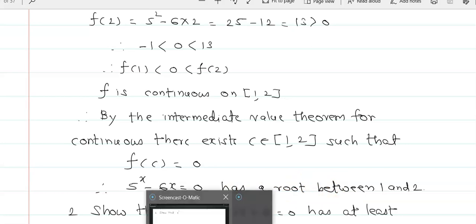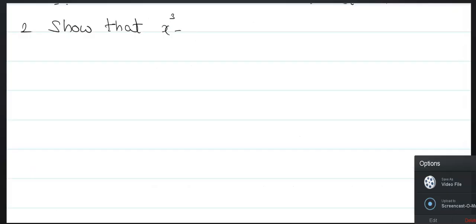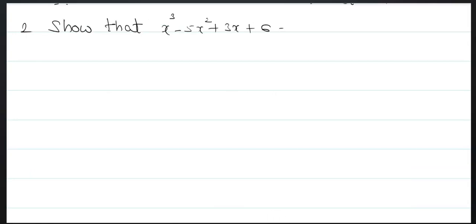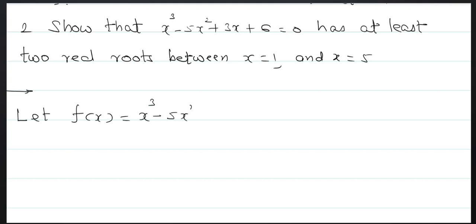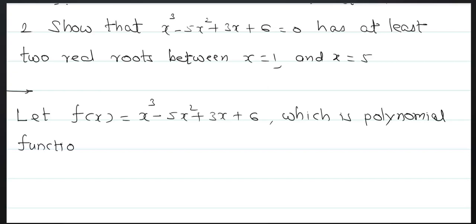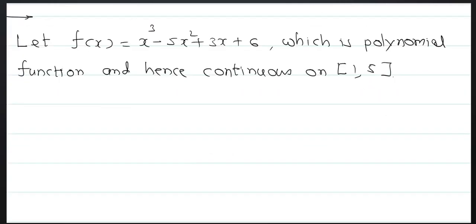Now we'll again see this here. The last problem: x cube minus 5x square plus 3x plus 6 is equal to 0 has at least two real roots between x is equal to 1 and x is equal to 5. No problem, it has two solutions. f of x is equal to x cube minus 5x square plus 3x plus 6, which is a polynomial function. Hence continuous on closed interval 1 to 5.